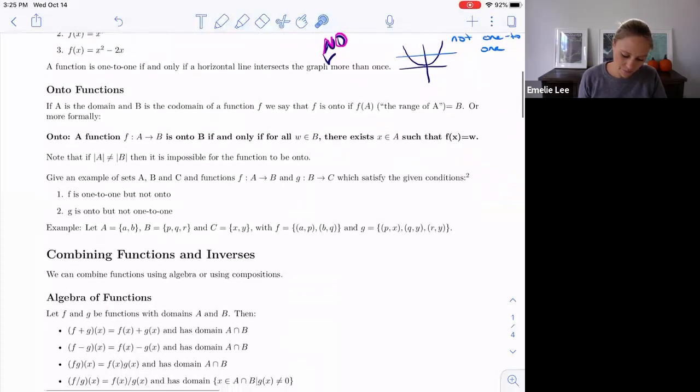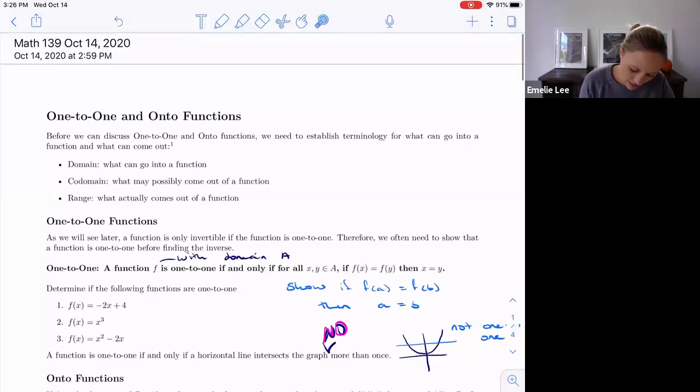Okay. So on to onto functions. These two are kind of the simplest definitions of onto functions that I could find. They're not great still, but if A is the domain and B is the codomain, right, so possible inputs, possible outputs of a function f, we say that f is onto if f of A, which is the range of A, right, is equal to B, right? So this is the only part where we kind of think about the range versus the codomain. The range is what actually comes out of a function, and then the codomain is what could possibly come out of a function.